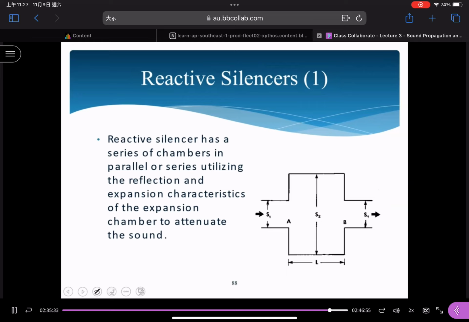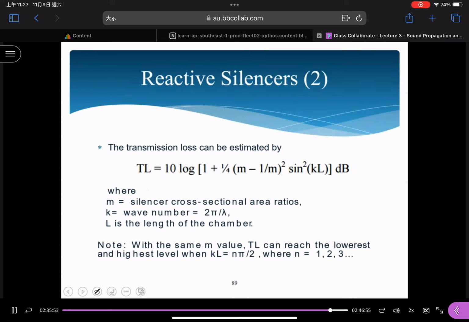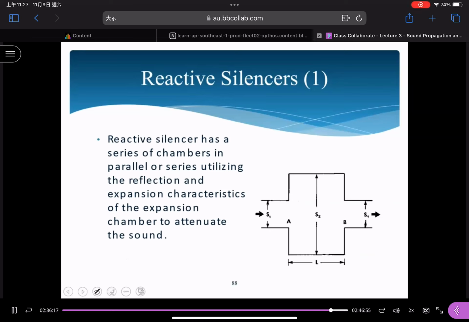And we have another one, the reactive silencer. This is the structure of a reactive silencer. We have different chambers inside, and because of the combination of different chambers, it can induce reflection effects inside this internal structure. That's why it can reduce the noise effects. For reactive silencers, this is an equation we can use to calculate the transmission loss. You do not need to memorize this equation, okay, it is just for reference. In this equation, M is the cross-sectional area ratio. That means we compare the ratio between S1 and S2. With different combinations of these area ratios, we can achieve the reduction effects.